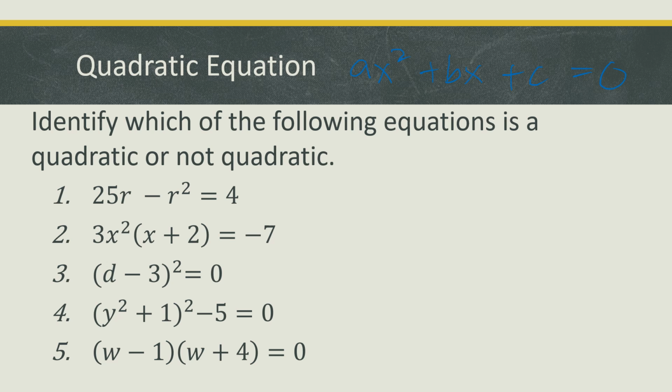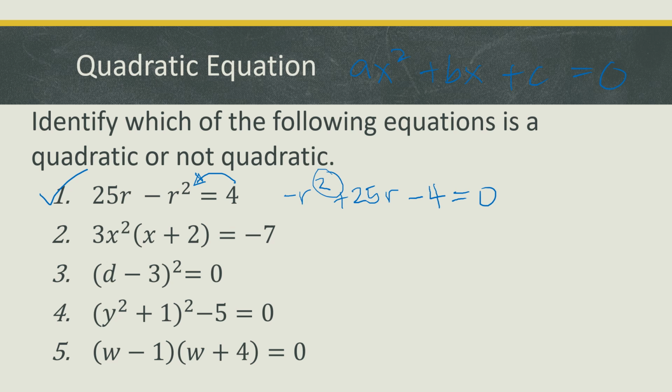So let us check example number 1. Let us change it first to the standard form by transposing 4 to the other side of the equation, so that we have negative r squared plus 25r minus 4 is equal to 0. As we can see, the highest exponent is 2. Therefore, this is a quadratic equation.